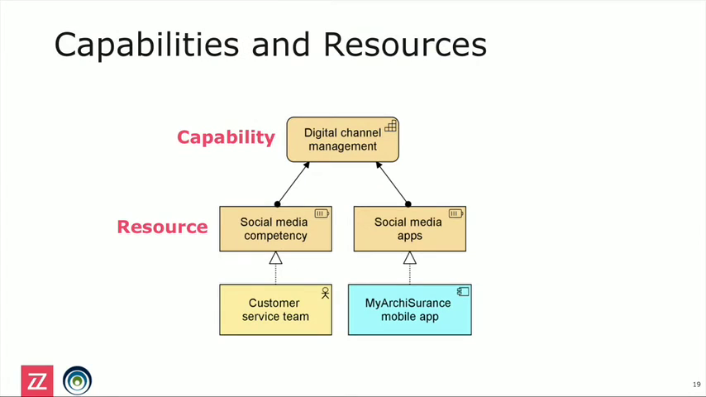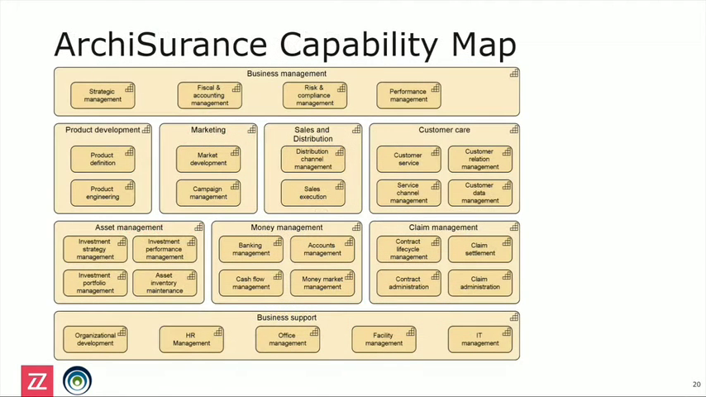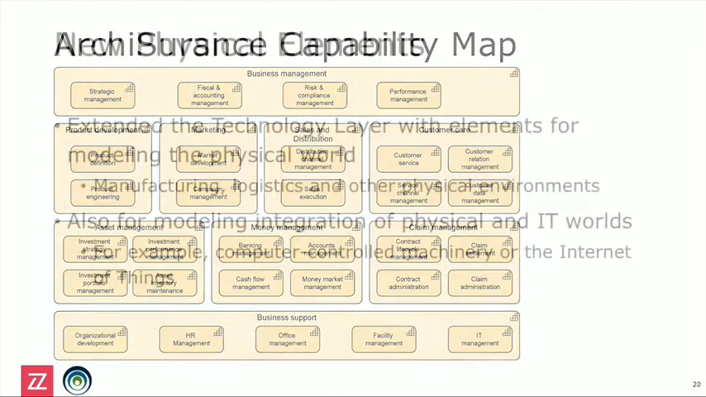Capabilities themselves, of course, have to be realized by what the organization is and does and has. So there are resources related to these capabilities, and these are just simple examples. So we have social media competency as a resource needed for your digital channel management capability, and then you have your customer service team realizing that resource. So those are new concepts in the strategic world, and then you can draw things like capability maps. This is ArchiSurance's capability map, a typical insurance company, the typical capabilities you find in there. And so that's the work on the strategic level.